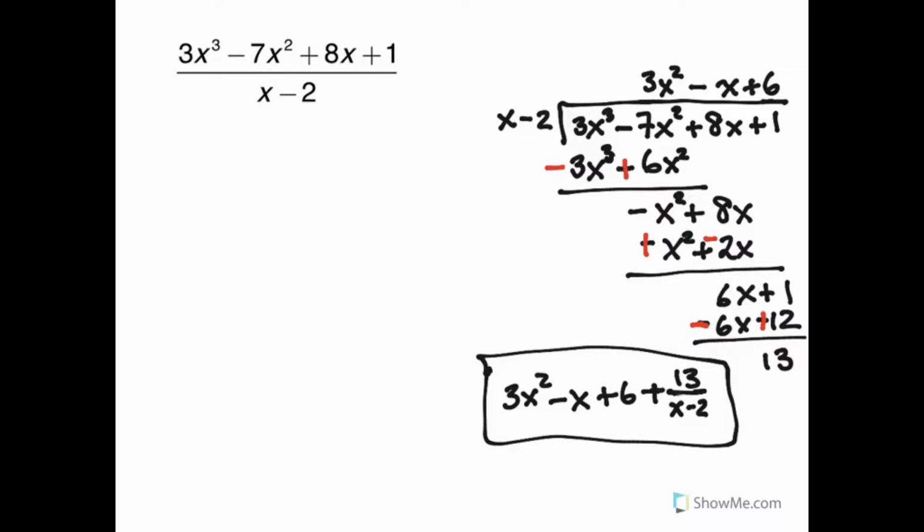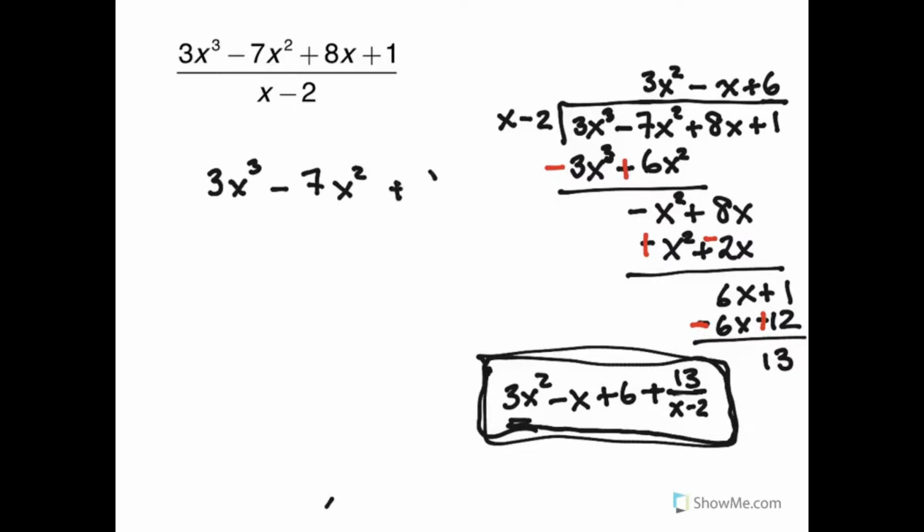And I've done it with long division. And I found the quotient 3x squared minus x plus 6 plus 13 over x minus 2. But now I want to do it with what's called synthetic division, which is faster and less writing. So I start by taking my dividend, 3x cubed minus 7x squared plus 8x plus 1.